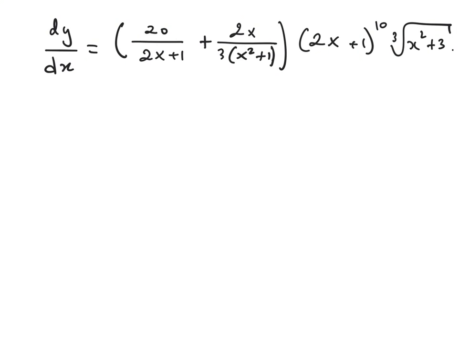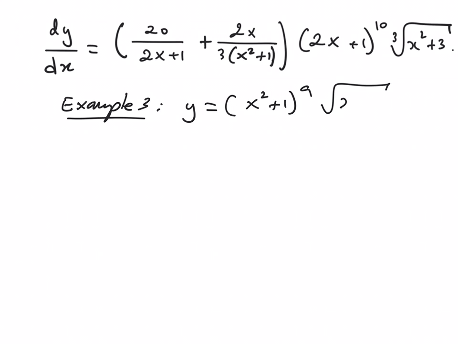We now look at example number 3. In example number 3, we are going to consider a function which is given by the product of three functions. So y equals (x² + 1) to the power 9 multiplied by the square root of 2x + 1 multiplied by 1 over (x − 1) to the power 3. So this function is the product of three functions. Again, the basic rules of differentiation may be applied. However, many steps will be involved. Now let's see how we can use logarithmic differentiation, and later on as an exercise you can compare the two methods.